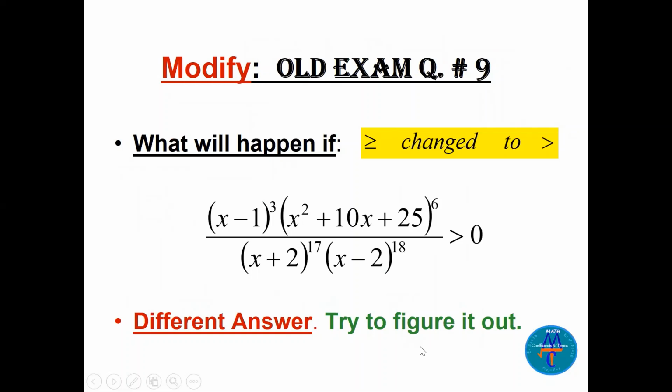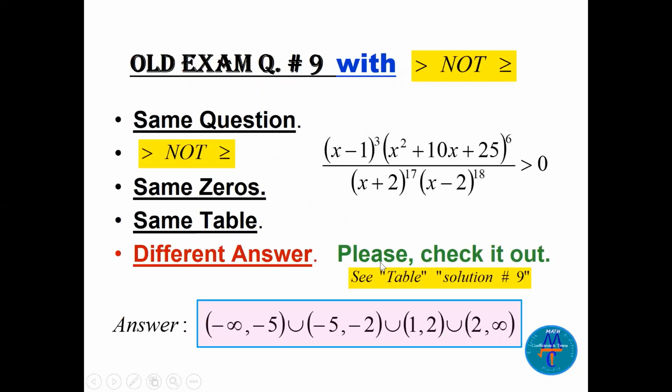Now just to modify question 9, a little modification here. Modify question number 9. This is question number 9 exactly here. Change greater than or equal to, to greater than. The answer will change. Try to figure it out. Almost the same table. See, the same table, same zeros, same question, only put greater than, not greater than or equal. And go to the table of question number 9.